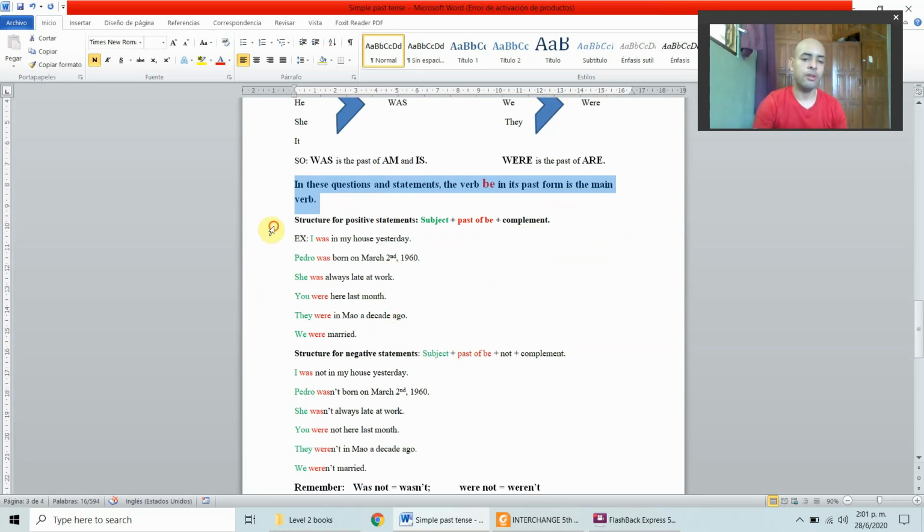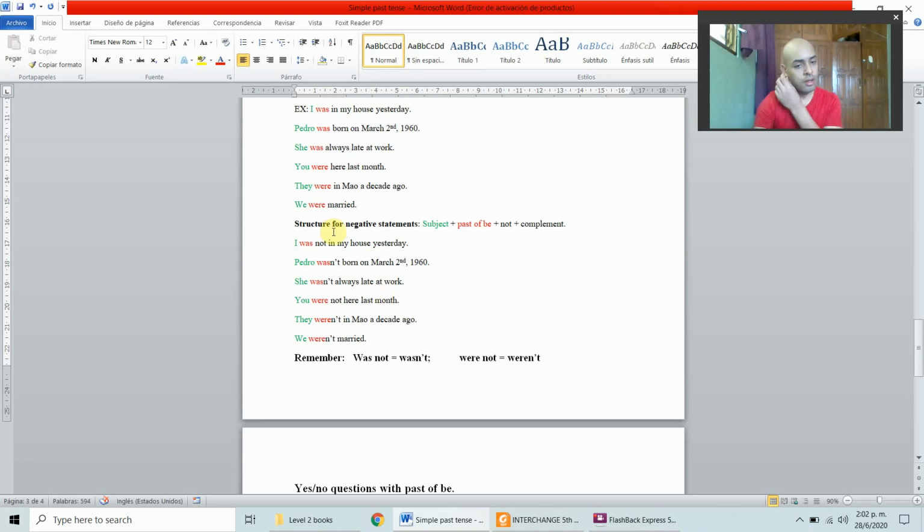So the structure for positive statements: subject, past of be, and the complement. For example, I was in my house yesterday. I was in my house yesterday. The subject, the past of be, and the complement. Pedro was born on March 2nd, 1960. Again, the subject, the past form of be, and the complement. All of these sentences follow the same structure.